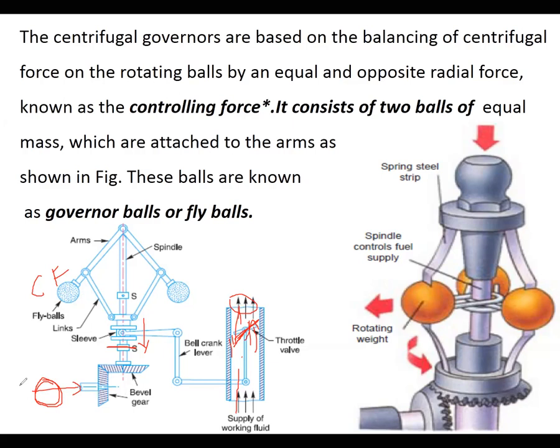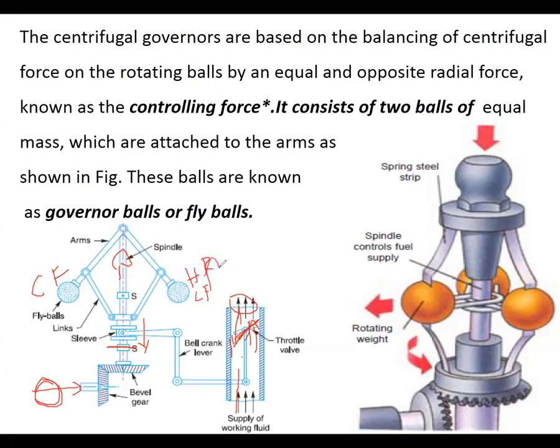Say for example, when there is no load on the vehicle, the engine is rotating and producing a large amount of power. That amount of power reaches the bevel gears. Through the bevel gears, it will reach the spindles. So the spindle will get a larger number of revolutions. Whenever the spindle is rotating at a high rate, the fly balls also rotate at a high rate, so that there is more centrifugal force.